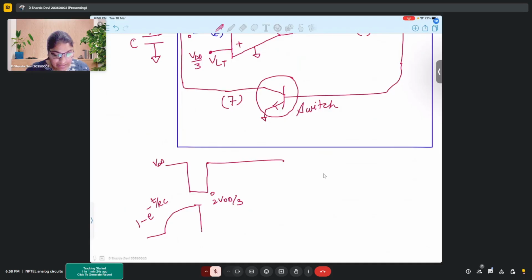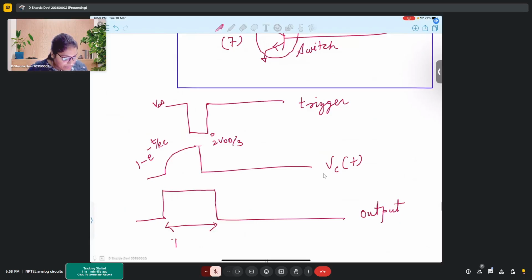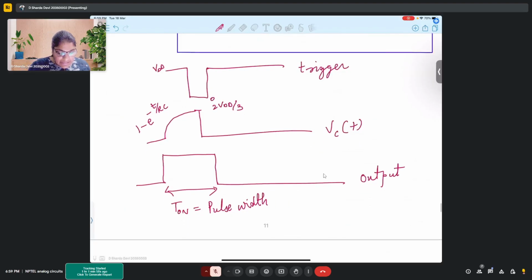So it discharges, and if this is your trigger, this is Vc of t, then corresponding to this particular charging of the capacitor, you will observe a pulse. So this is your output. So you will see a single pulse where this particular T on is nothing but the pulse width. Right? This is the pulse width.